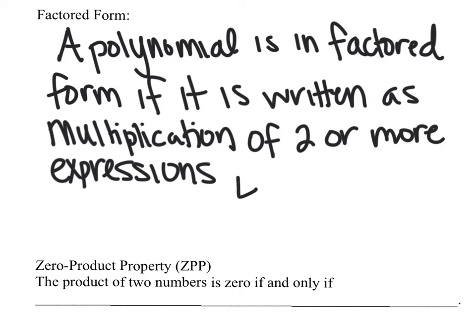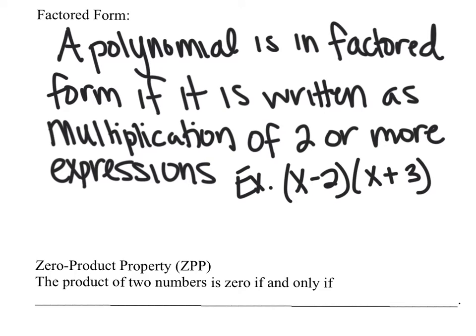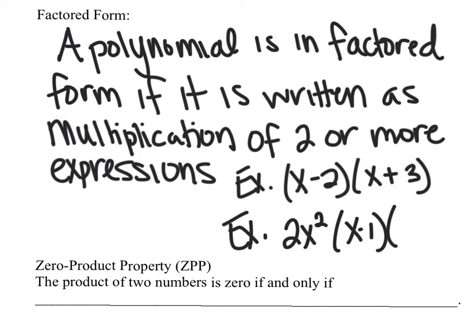For example, x minus 2 times x plus 3 is a polynomial in factored form. Another example would be 2x squared times x minus 1 times x squared plus 5 is written in factored form. It's three expressions being multiplied together.